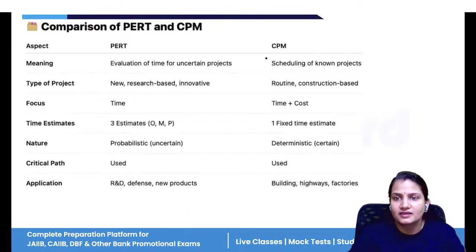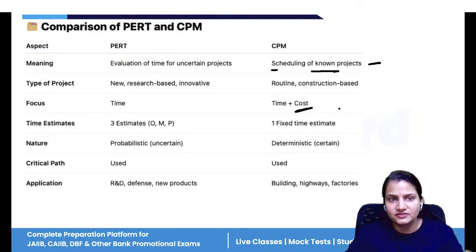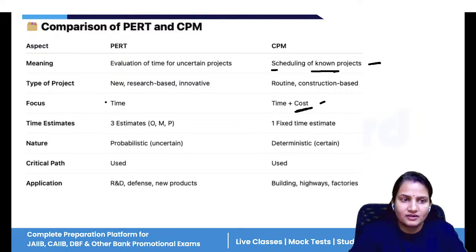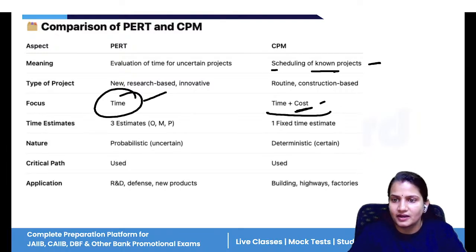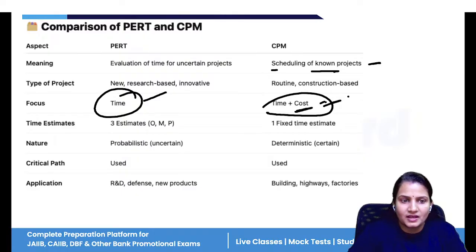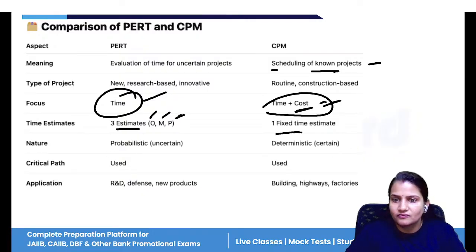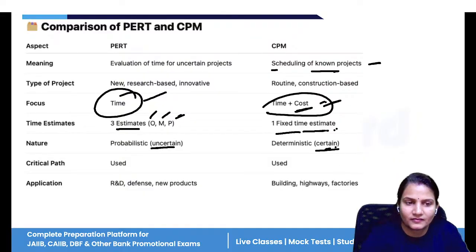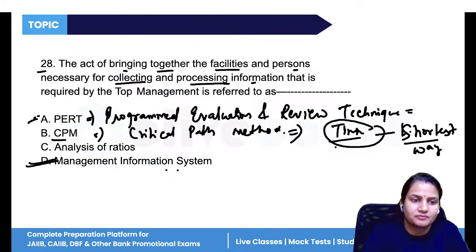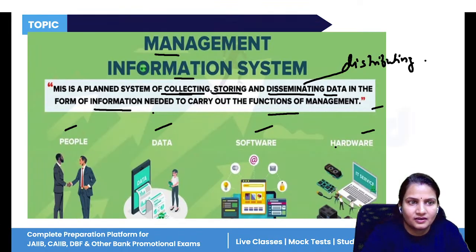And CPM is when you know the exact time, and now you are focusing on cost, that in less time we can complete this work. If the time is less, then cost will also be less. So here we focus on time, and there on time and cost. Three estimates are there: optimistic, normal, and pessimistic. And only one fixed time estimate is there. It is uncertain, it is certain. So the option is D, management information system.